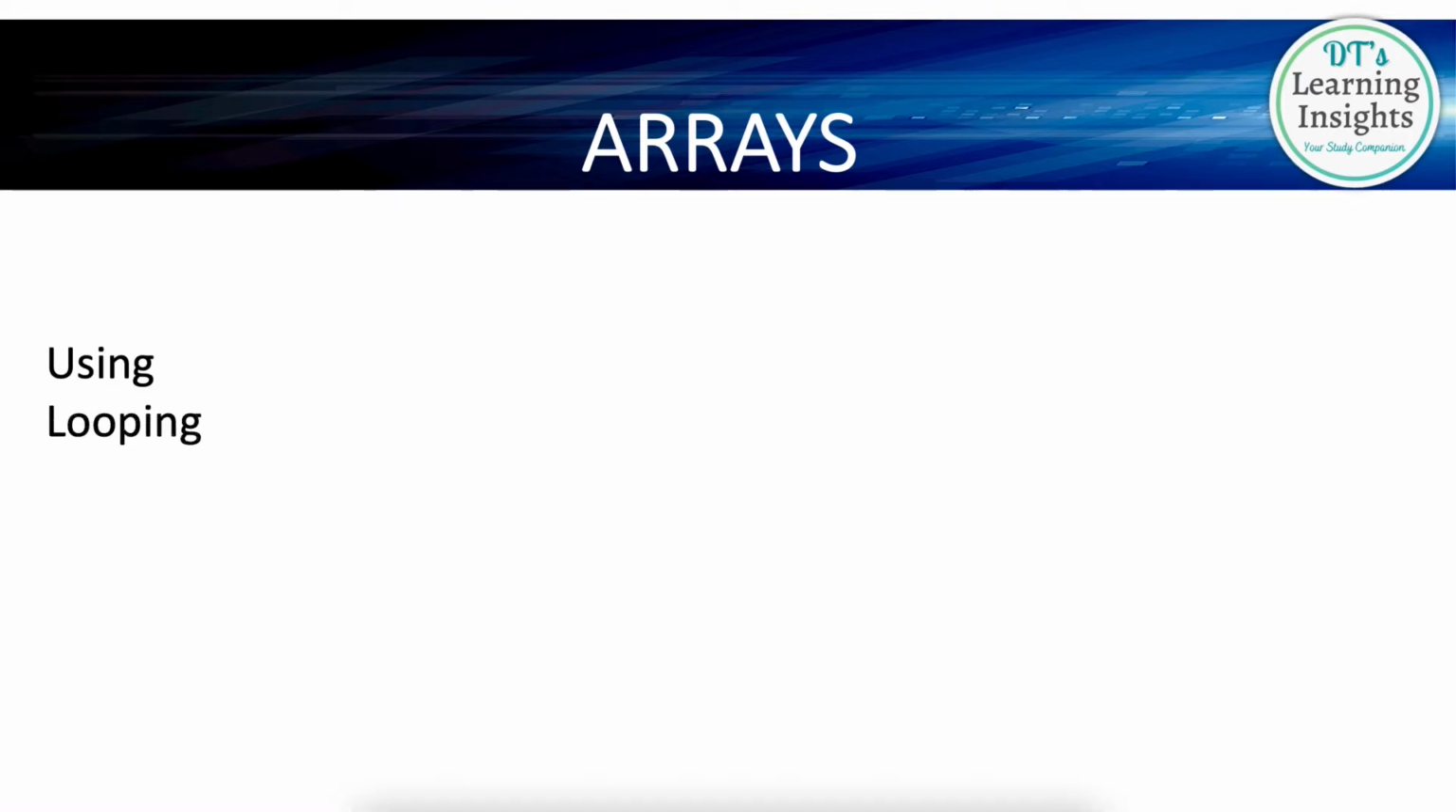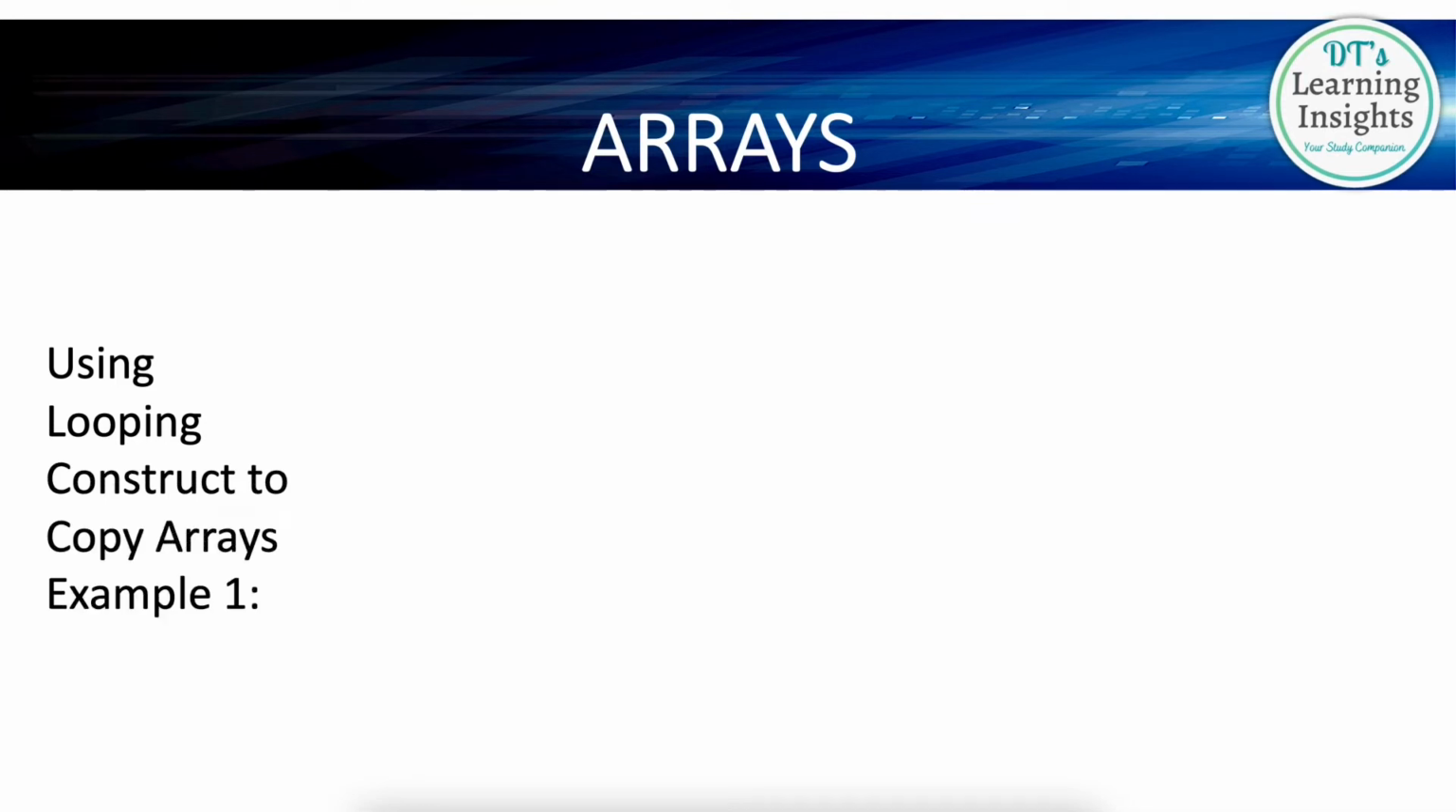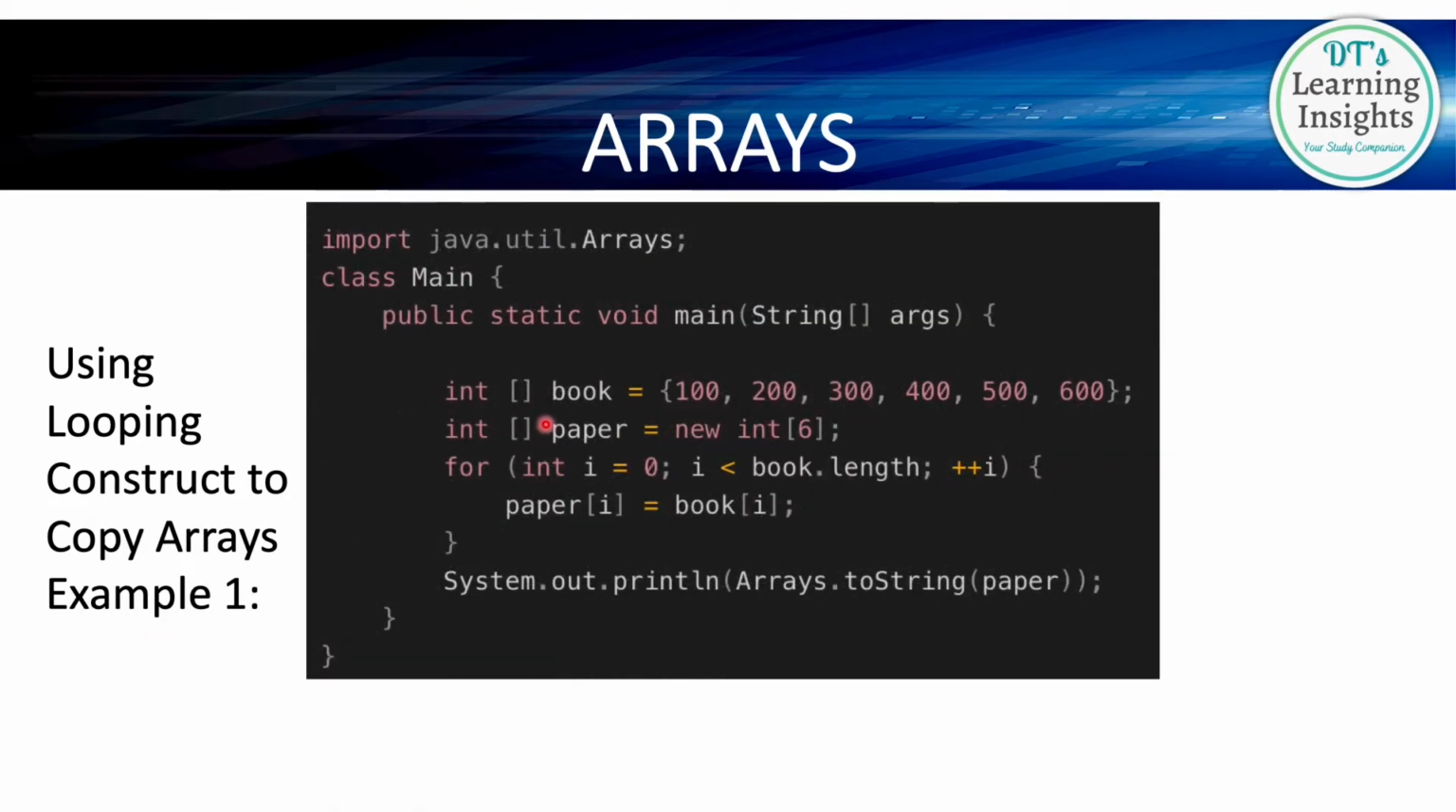We'll see how a looping construct can be used to copy arrays using this example. A 1D array called book of integer data type having a set of elements is created. Another 1D array called paper is created with the length 6. Inside the for loop, we have this variable called i, which has the initial value 0, and the condition is that the value of i should be less than the length of this array called book. Until that condition is satisfied, its value keeps getting incremented by 1. So with each iteration, elements from this array called book are copied to this array called paper.